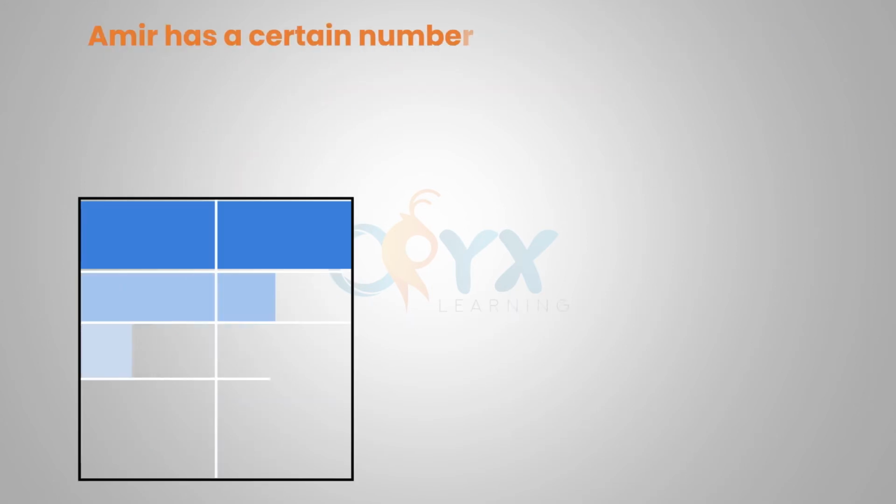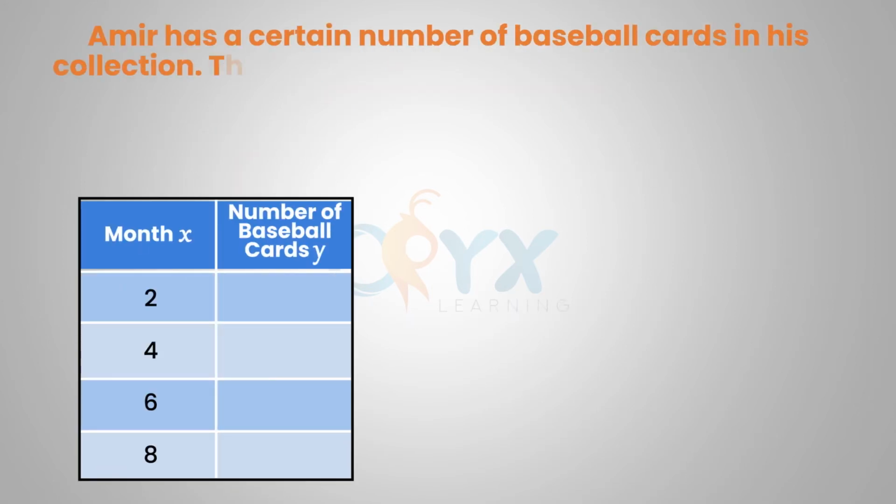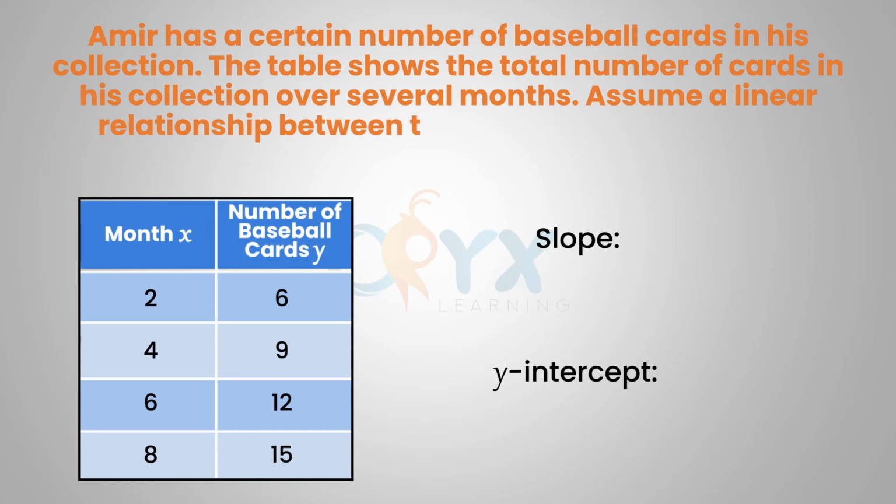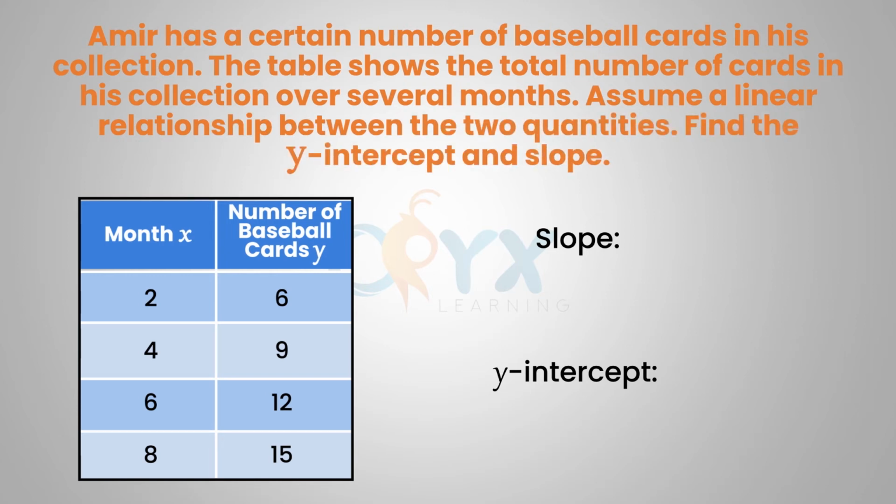Amir has a certain number of baseball cards in his collection. The table shows the total number of cards in his collection over several months. Assume a linear relationship between the two quantities. Find the y-intercept and the slope.